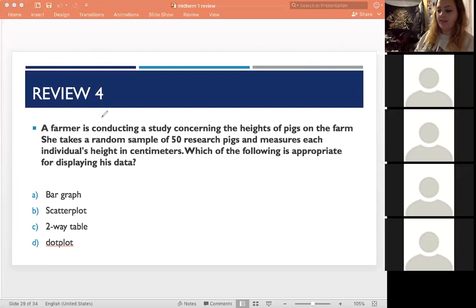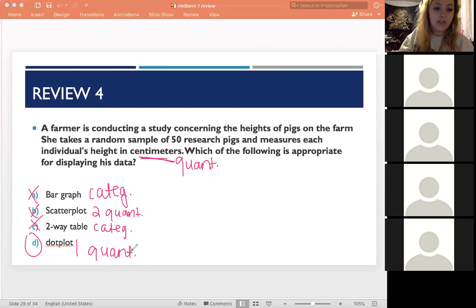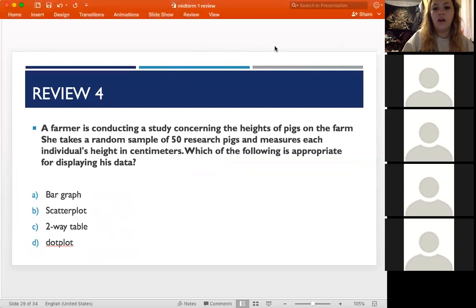Nice. Good work. 10 out of 10. So for this one, this can be just a little tricky. I mean, you guys didn't think it was tricky, but some people do. So bar graph is for categorical, which isn't true because height in centimeters is a quantitative variable. So you want a quantitative data display. Scatter plot is talking about two quantitative variables, but we only have one here, so we don't want to use that. Two-way table is for categorical too, so that's why we don't want that one. So dot plot is good because it's just one quantitative variable, which is what we have here. So that's why we want to use a dot plot. Technically, I might use a histogram for this just because there's 50 research pigs, but I'm sure you could do a dot plot with 50, if you're having a good day. But yeah, all right, cool. Good job. You guys are on a roll.